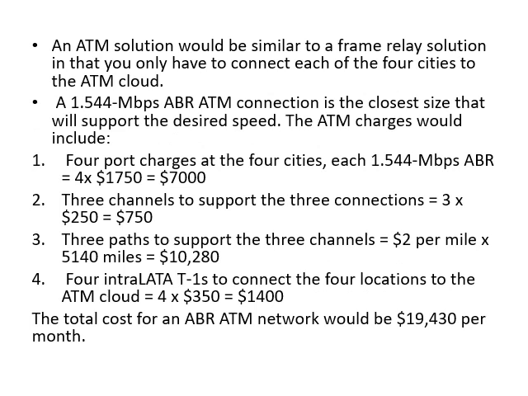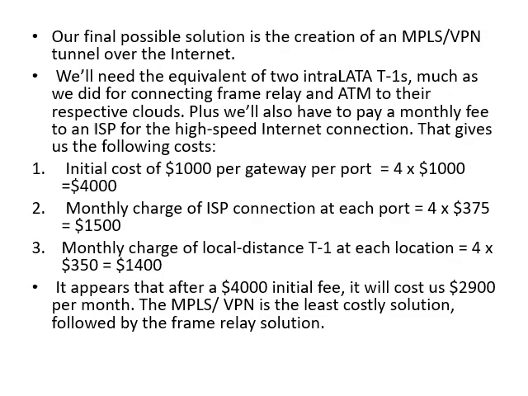Now an ATM solution will be similar to the frame relay solution in that you would only need to connect each of the 4 cities to the ATM cloud, and these are the necessary calculations for that. Now for the 4 port charges at the 4 cities, each at 1.5 megabit per second of the ABR, will cost this. 3 channels to support the 3 connections will cost 3 times $250, a total of this. Now 3 paths to support the 3 channels, $2 per mile, will cost this, a total of $10,280. 4 intra T1 lines to connect the 4 locations to the ATM cloud will cost 4 times $350, a total of $1,400. So the total cost for using an ABR ATM network will cost $19,430 per month.